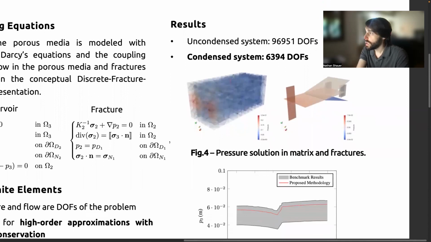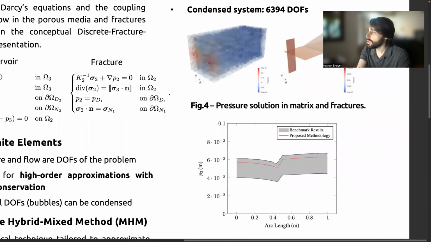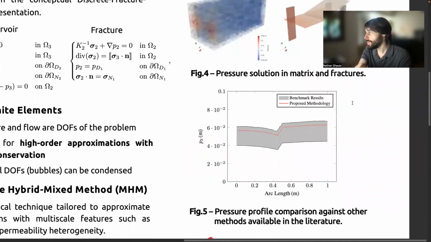Next, the pressure is sampled along a vertical line shown here in pink and plotted and compared with some benchmark results. Other research groups tried to simulate the same problem, and the results that they achieved are shown in this region in gray and our results in red. And it can be seen that a good matching is obtained for this methodology.